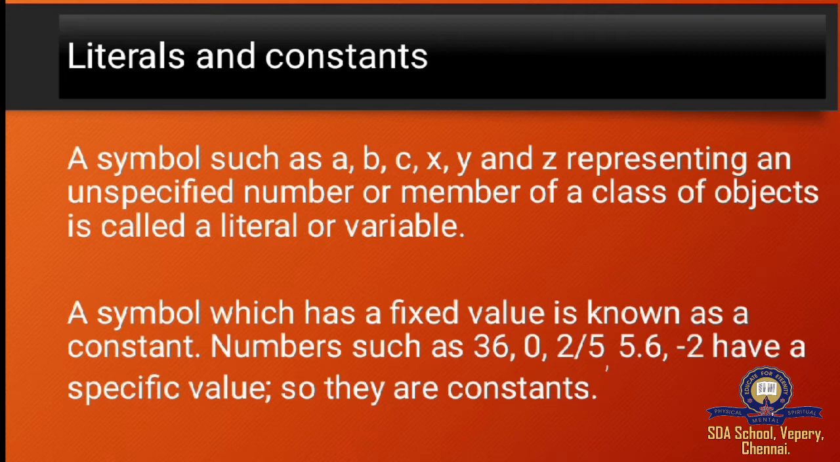Okay. Next we're going to see constant. A constant is nothing but a symbol which has a fixed value. For example, 36, 0, 2 by 5, 5.6, minus 2 and so on. So these are specified values, so they are called constants.